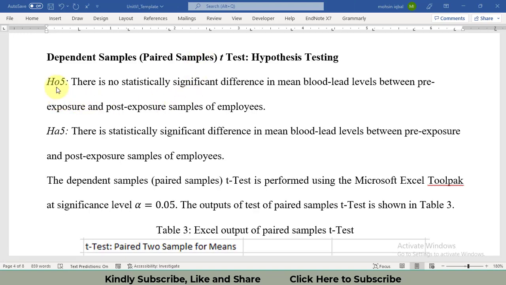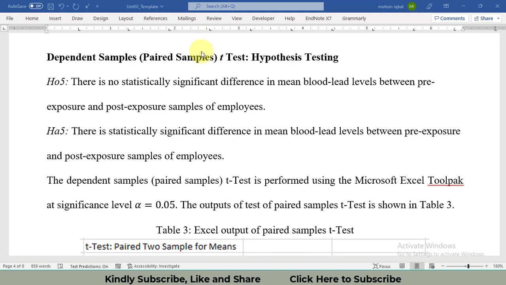The null hypothesis is that there is no statistically significant difference in mean blood lead levels between pre-exposure at time 0 and post-exposure after 2 years samples of the employees. However, the alternate hypothesis is that there is a statistically significant difference in mean blood lead levels between pre-exposure and post-exposure samples of the employees.